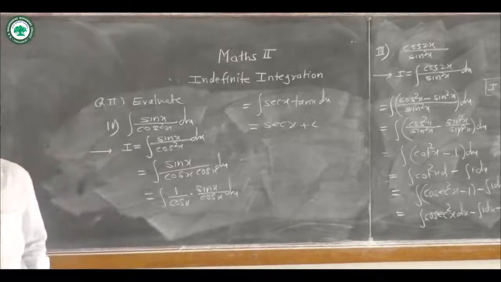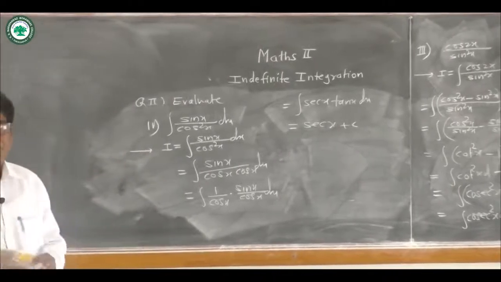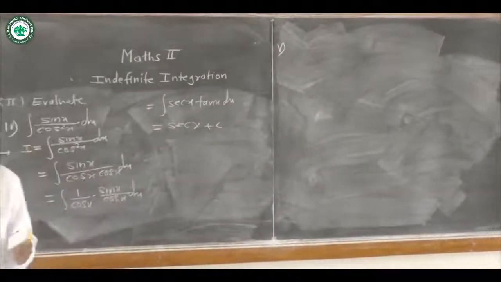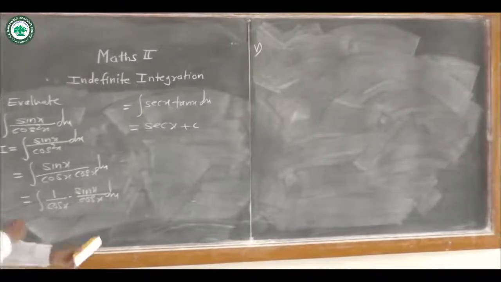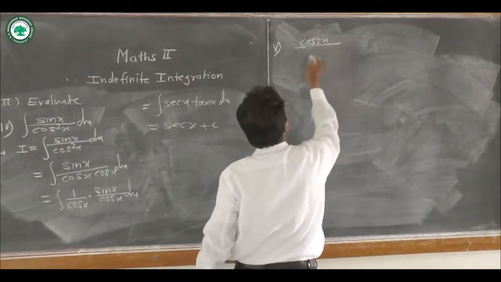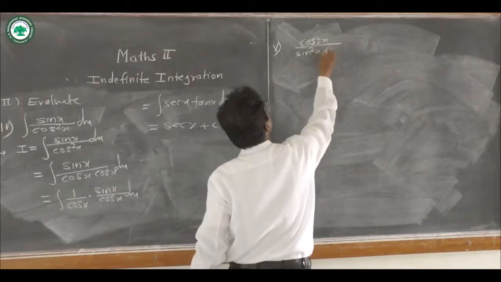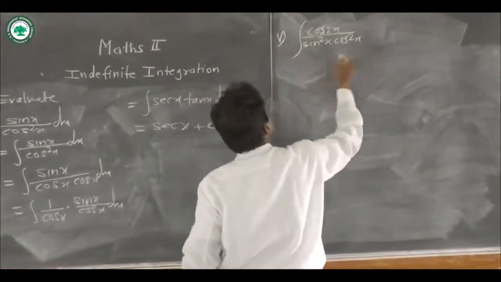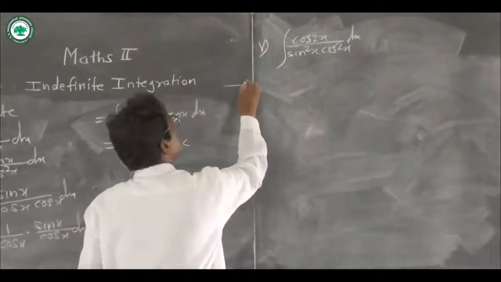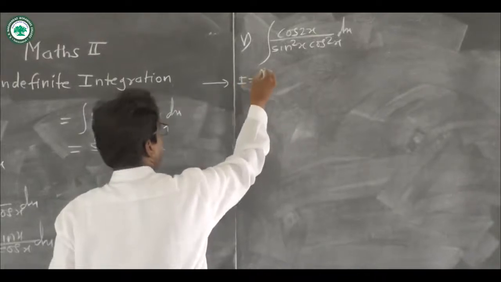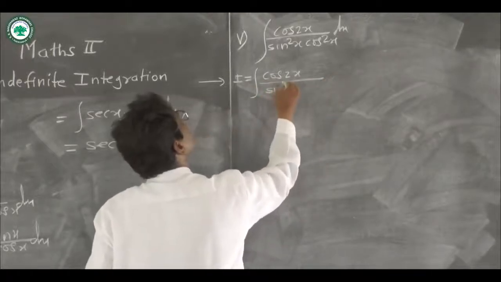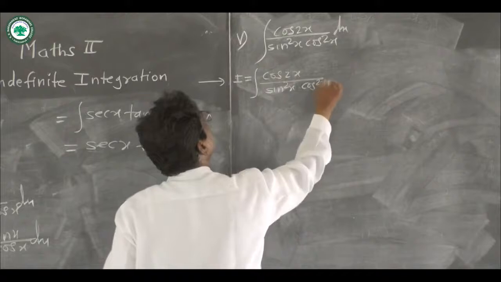This is the fourth problem. Now here is the fifth problem: cos 2x upon sin square x cos square x. Here integration sign and dx are given because we have to evaluate this. So call this as I. So I is equal to integration of cos 2x divided by sin square x into cos square x dx.